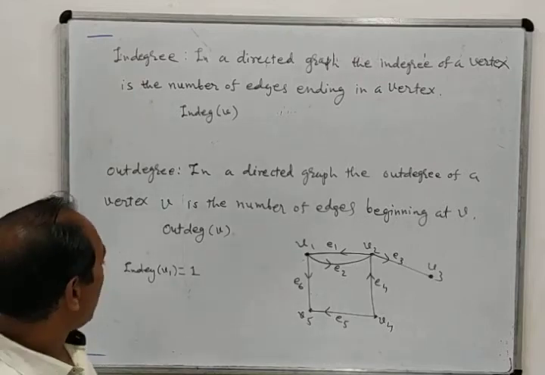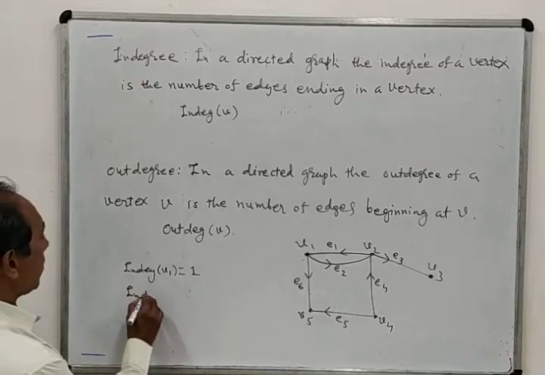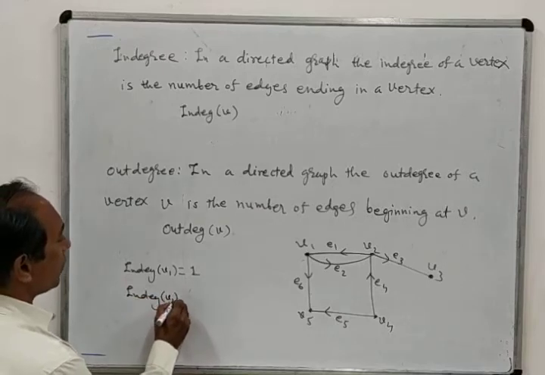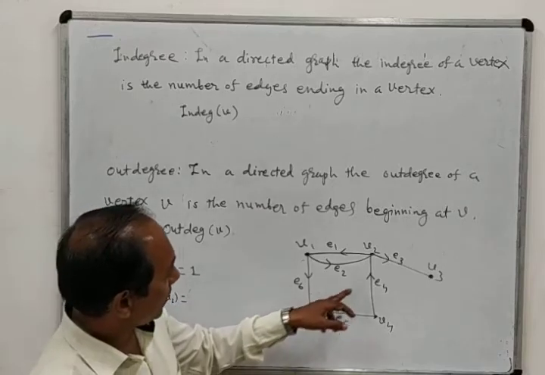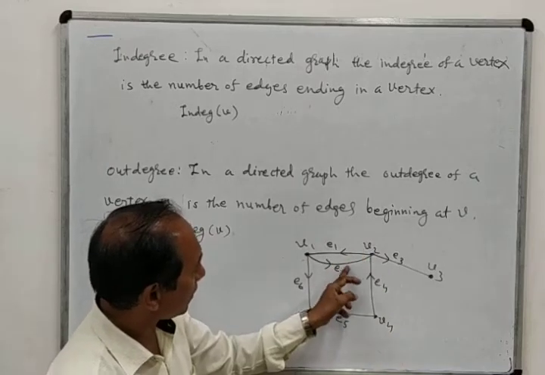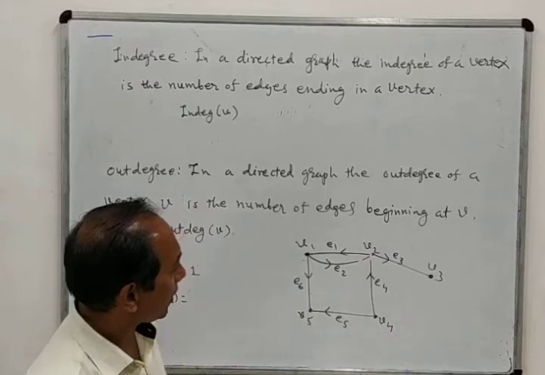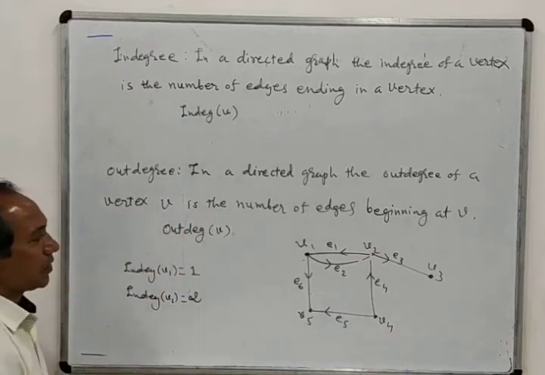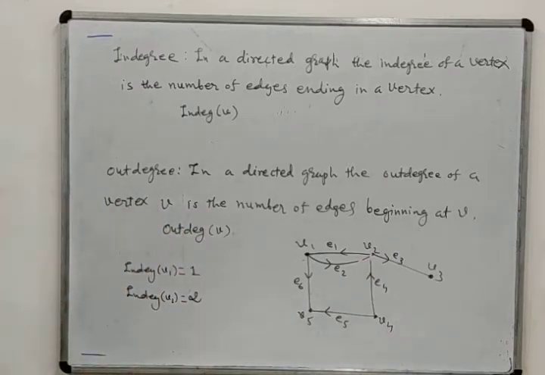Similarly, for in degree of V2, how many edges are coming in? This is going outside, this is going outside, this is coming inside, this is also coming inside. That means two edges are coming towards V2. So in degree of V2 is 2.